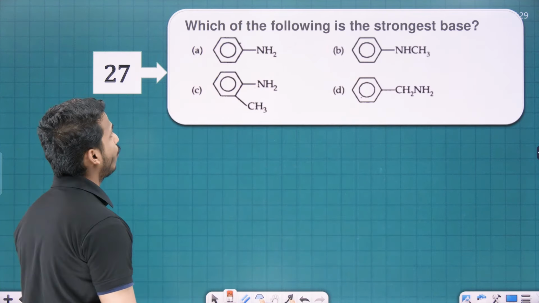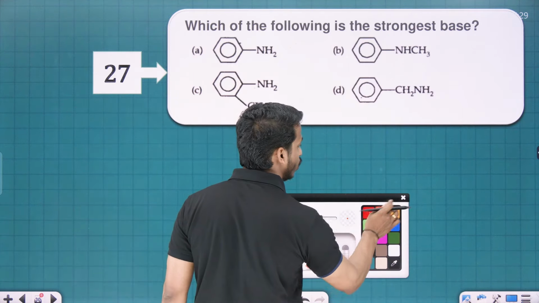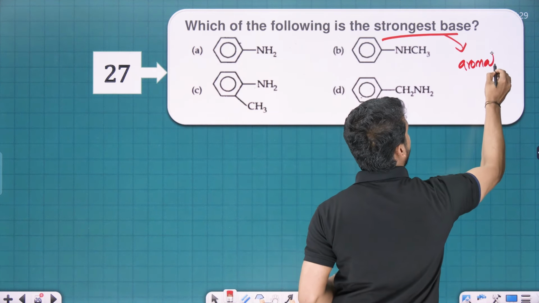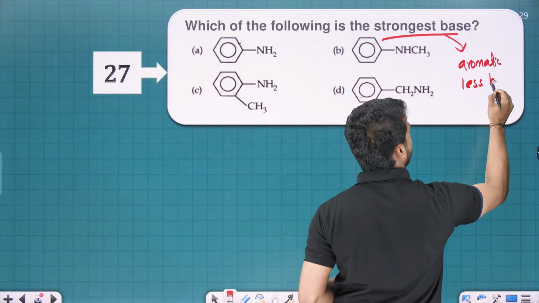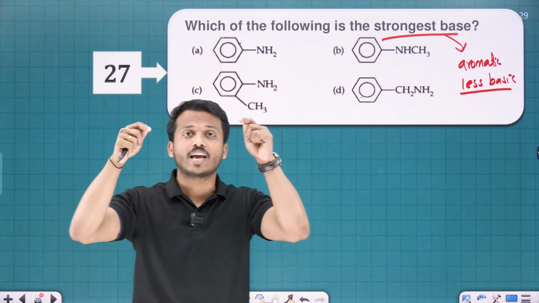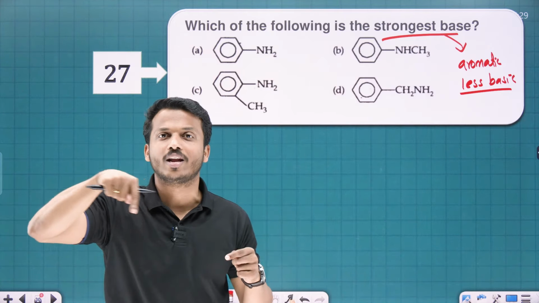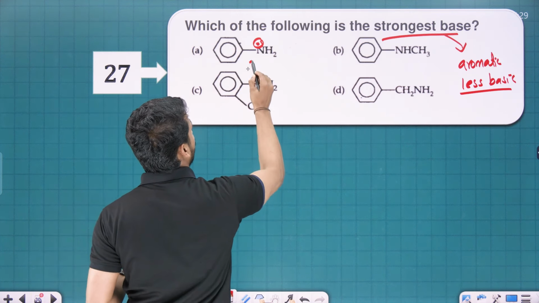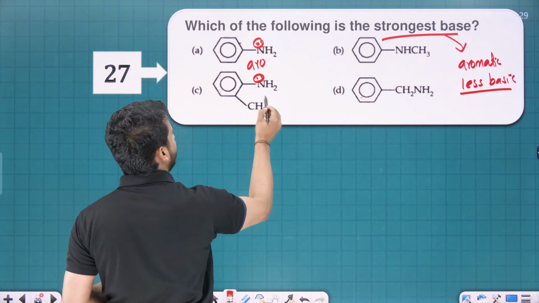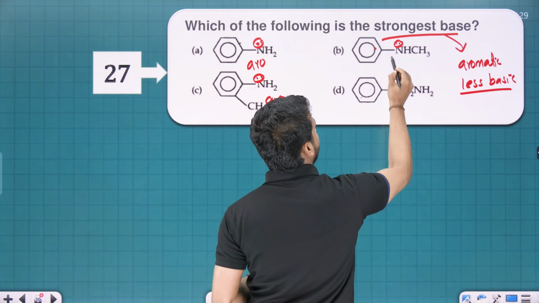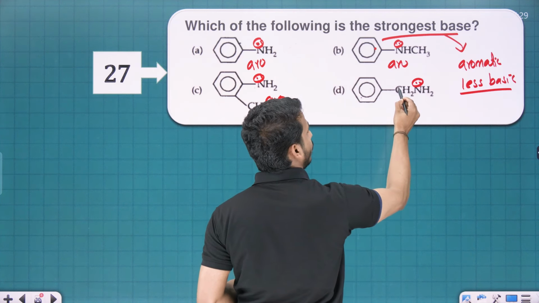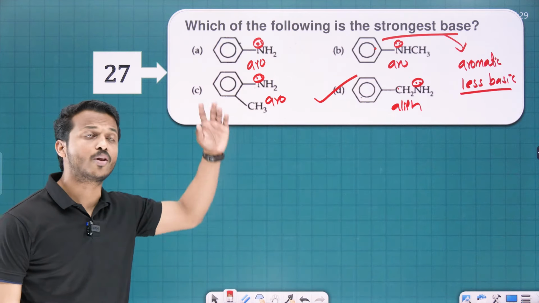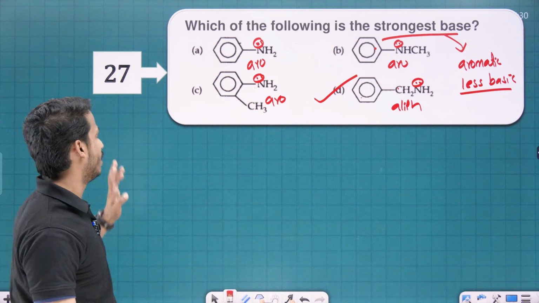Next one, which of the following is the strongest base? If they ask you about the strongest base, we know that aromatic amines are very less basic. Because in aromatic amines like aniline, the lone pair on nitrogen is involved in resonance, so it's not available for protonation. See all, the nitrogen is on benzene, so it's aromatic. Here nitrogen on benzene, aromatic. Here nitrogen on benzene, aromatic. But here nitrogen not on benzene, it's aliphatic, my dear. Aliphatic amines are stronger bases than aromatic amines, right? So aliphatic amine is the most basic.